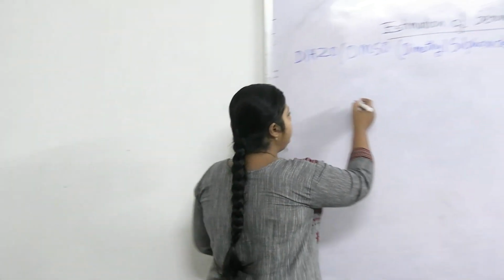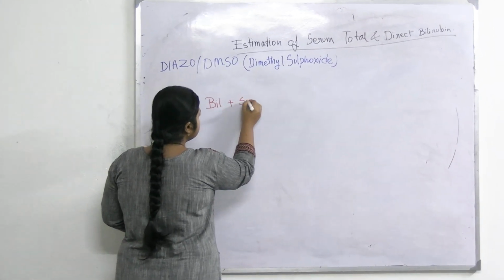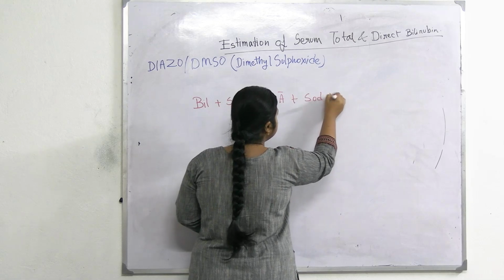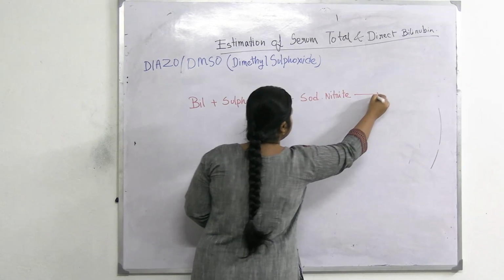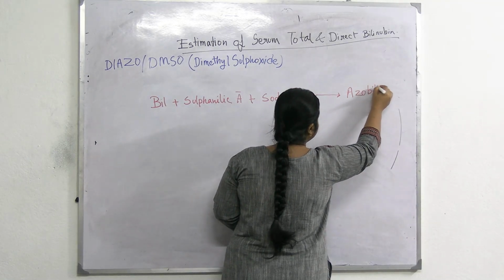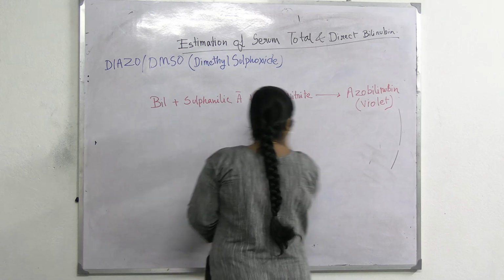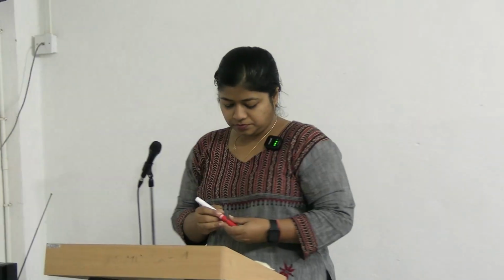Bilirubin reacts with diazotized sulfonilic acid to produce azobilirubin, which is violet in color. Okay.